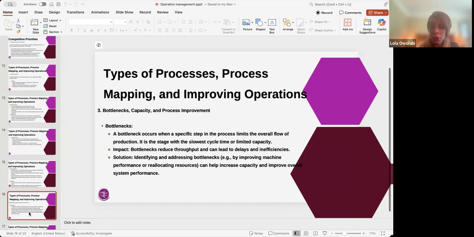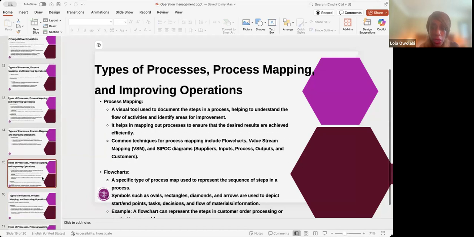And then we have flowcharts, a specific type of process map used to represent the sequence of steps in a process. You have symbols such as ovals, rectangles, diamonds, and arrows. They are all used to depict start and end points, tasks, decisions, and the flow of materials and information.